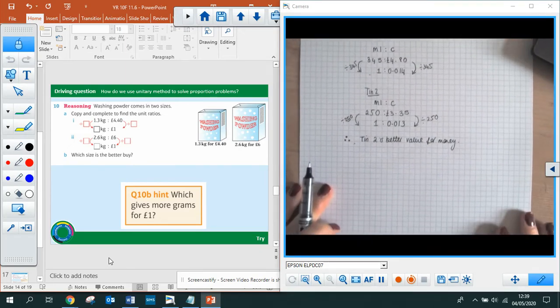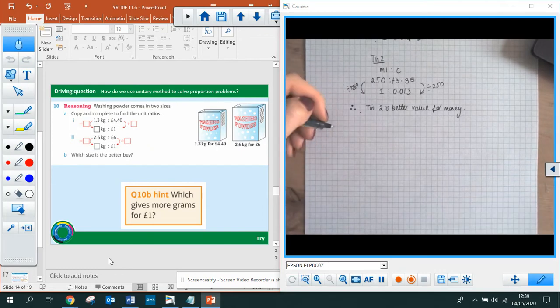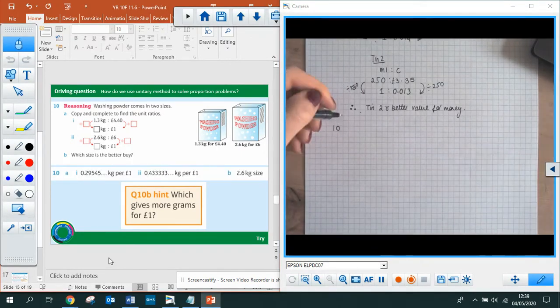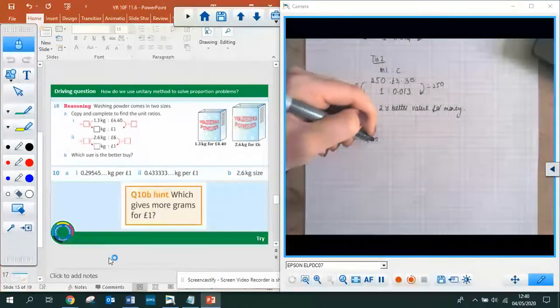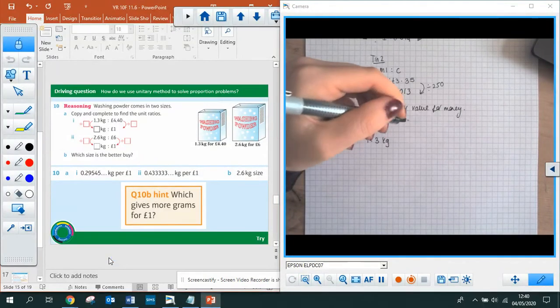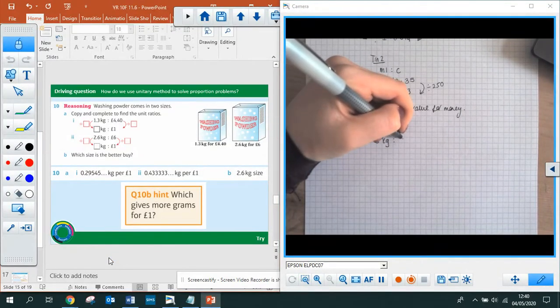Okay, so question 10. We'll put the answers up as we go through as well. It says, washing powder comes in 2 sizes. Copy and complete to find the unit ratios, okay? So for 10A, part I, we've got 1.3 kilograms of washing powder, costs £4.40, okay?